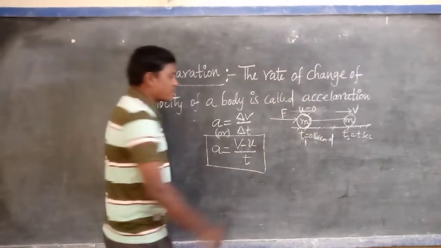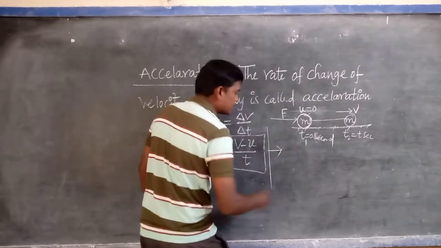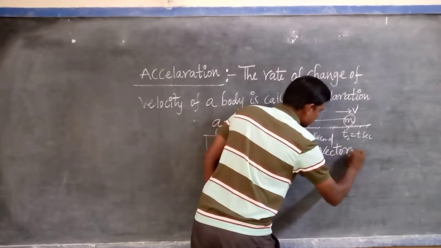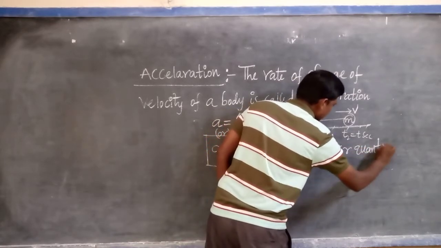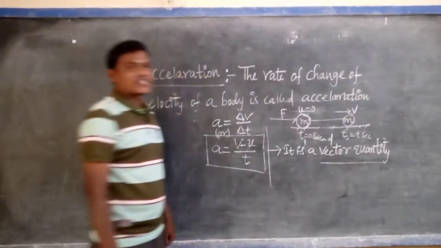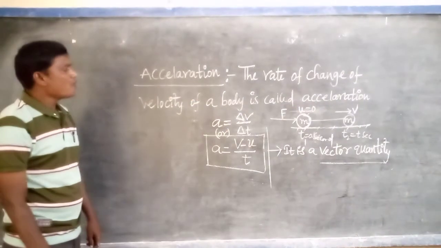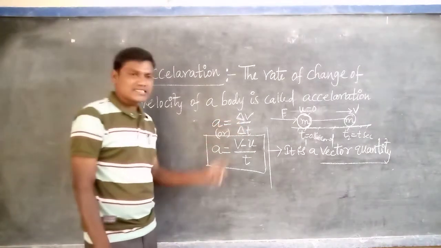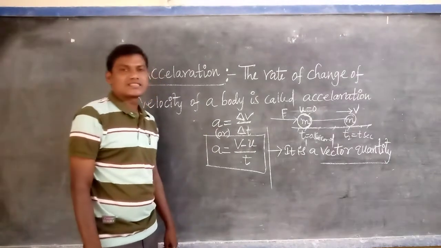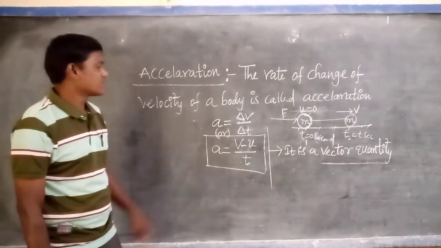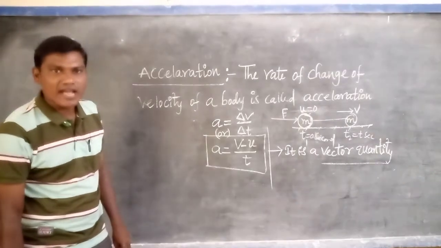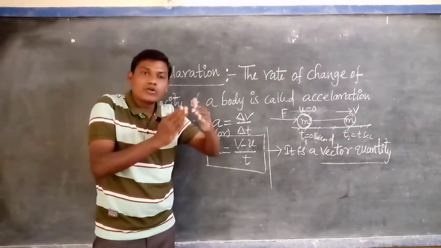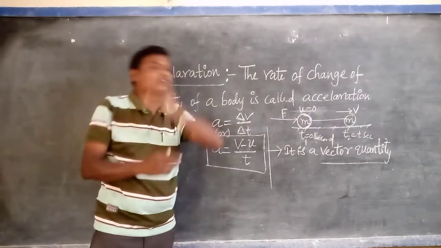Acceleration is which type of quantity? Acceleration is a vector quantity. It is important. Acceleration is a vector quantity. How can we say that? Acceleration is nothing but the change in velocity with respect to time. Velocity is a vector, that's why acceleration is also a vector, because acceleration depends upon the velocity. Velocity is a vector quantity because it has both magnitude as well as direction.